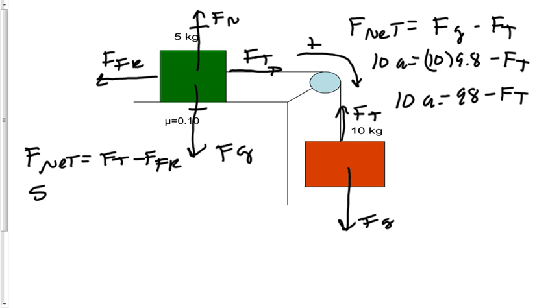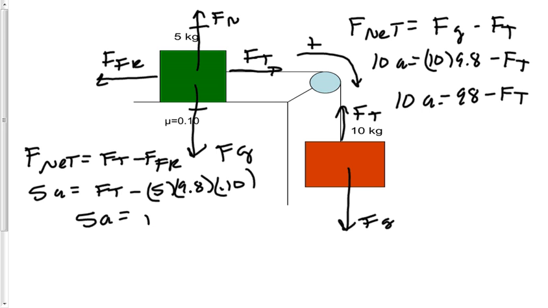Plugging 5A in for force net, we get force tension minus the friction force. Now, friction force is always force normal times mu. So we'll do 5 times 9.8, because force normal will equal force gravity, and multiply that by 0.10, the coefficient of friction. So again, this is our force normal, which is force gravity, multiplied by the coefficient of friction. We then get 5A equals force tension minus 4.9.